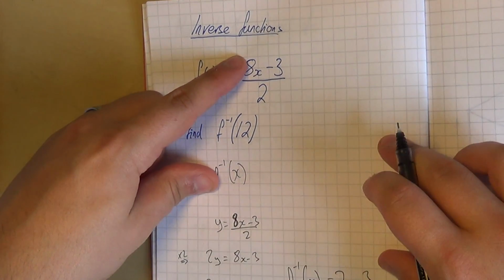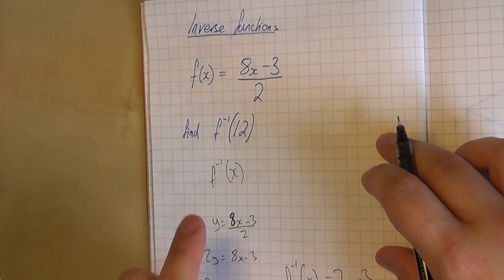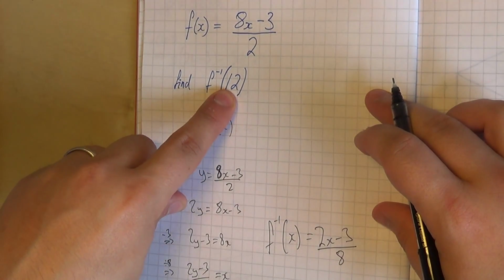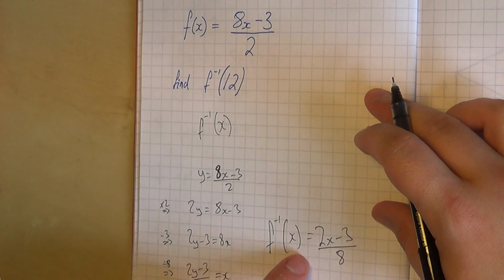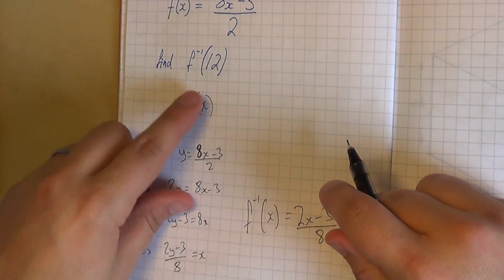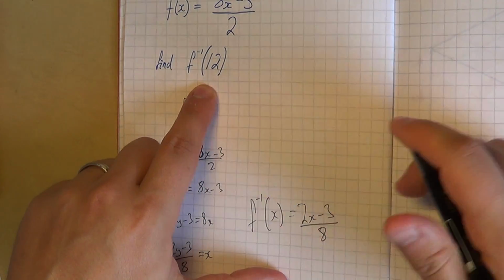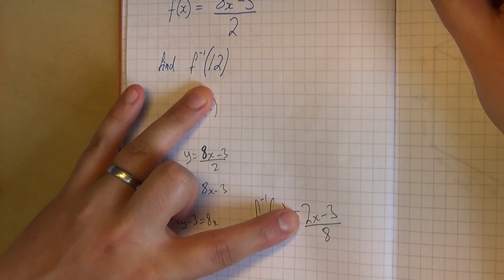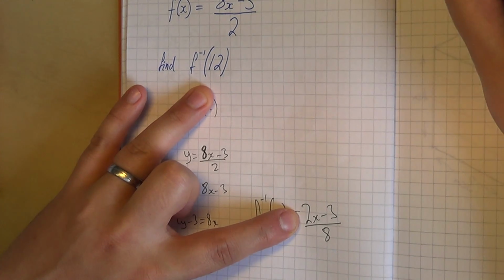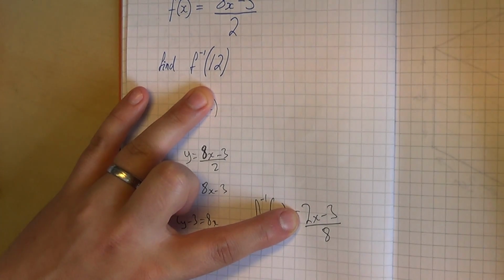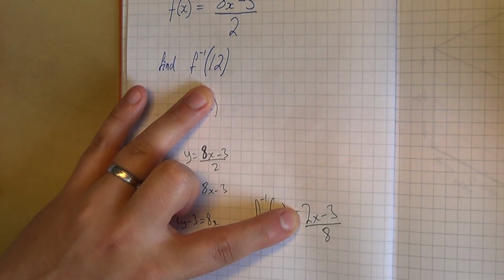But you weren't asked for the general in this case, you were asked for 12. So if you're asked for this explicitly, do this. If you're asked for this, this isn't the answer to that question, it's just a step on the way, or one step on one of the possible ways. So we're going to use this algebra and we're going to use 12, and it's fairly straightforward. So f inverse of 12 is 2 times 12 take 3 over 8.